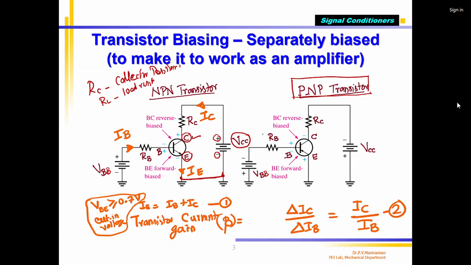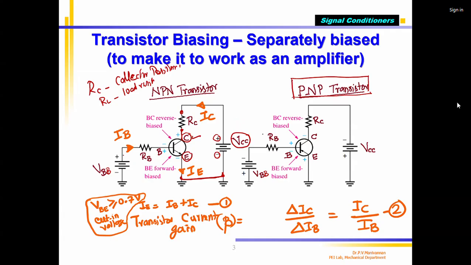One resistor has two terminals. One end is connected to VCC plus, and the other end is connected to the collector of the NPN transistor. Emitter is connected to ground. So this is called the collector emitter bias voltage, VCC.